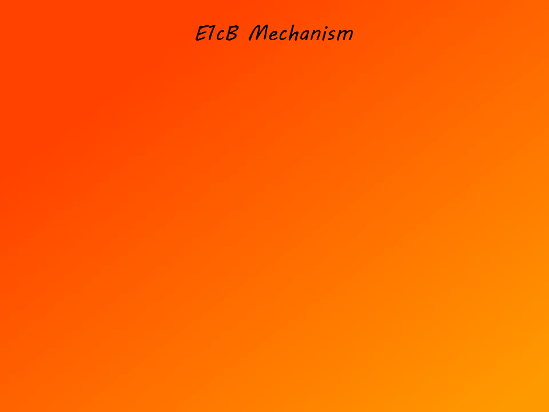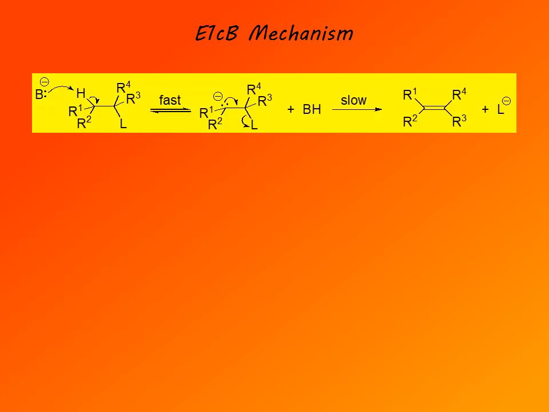The E1CB mechanism is a somewhat less common elimination mechanism. It's less common than E1 or E2. Nonetheless, it does occur, and we will encounter it in the Organic 2 course.